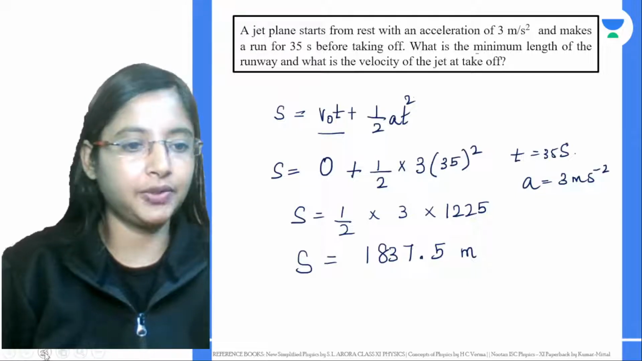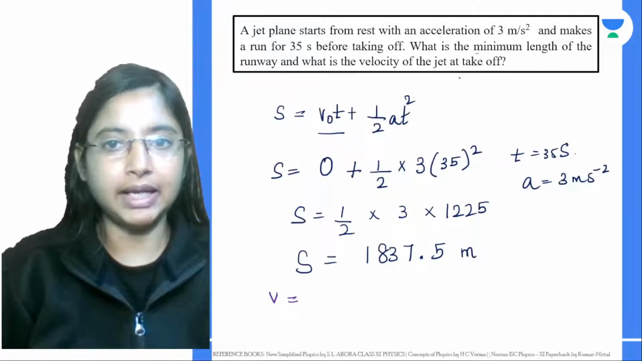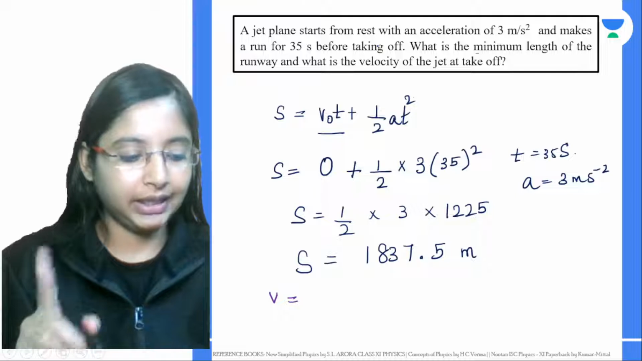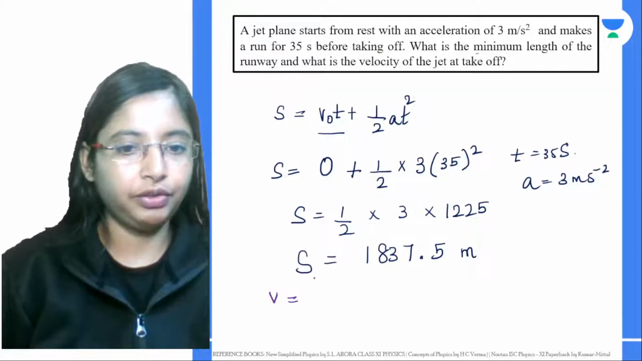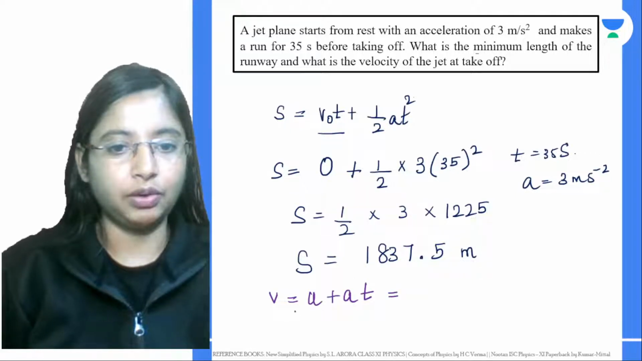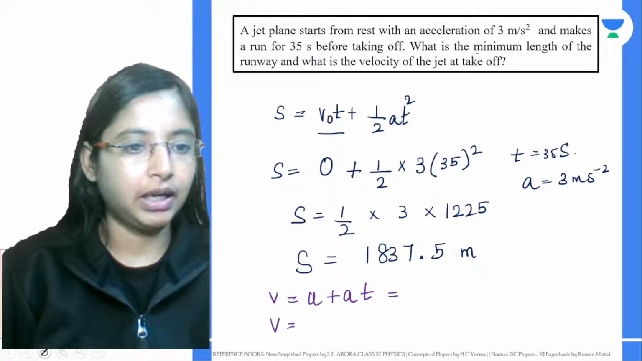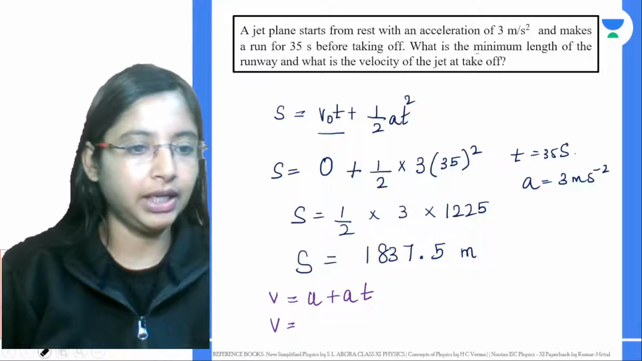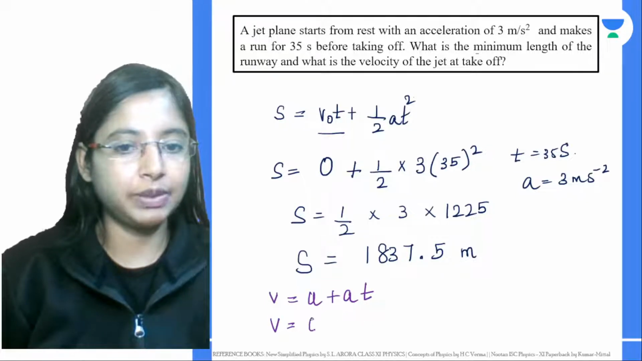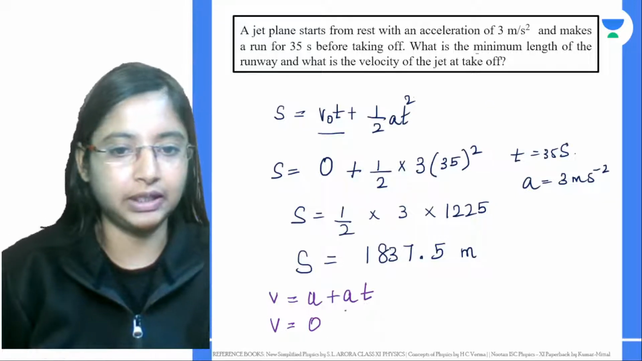Next is, what is the velocity of the jet at takeoff? At takeoff, what is V? We know acceleration and we know time. Using that, how can we find velocity? Here we can make use of the equation V is equal to U plus AT, because we know A and we know T. What will be the initial velocity? U is 0. Initially it was at rest. From rest it's moving, so initial velocity is 0.